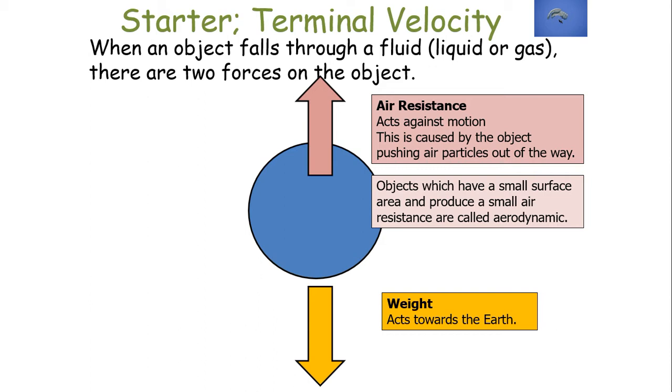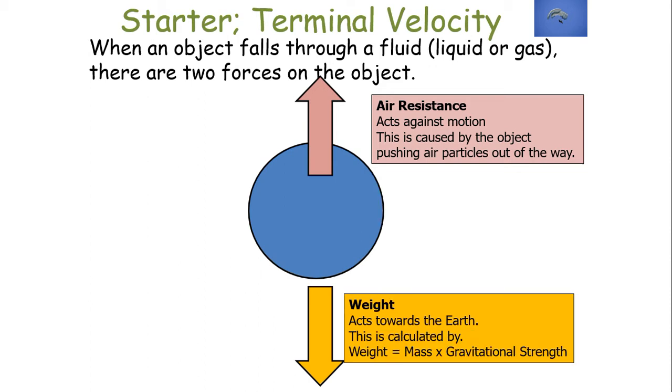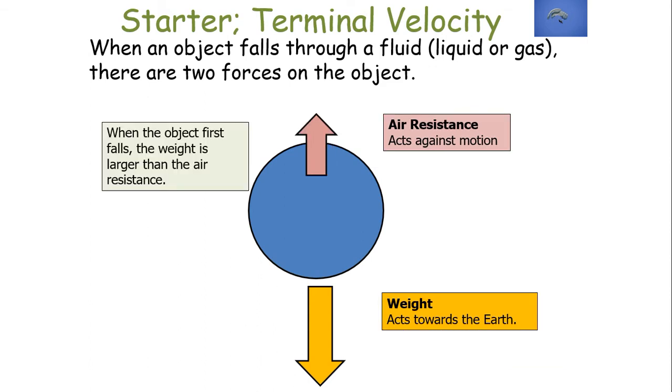Objects which have a small surface area produce a small air resistance, and we call them aerodynamic objects because they don't push out many air particles when they fall, because of their surface area and their shape. Weight always acts towards the center of the Earth and is calculated with the equation weight equals mass times gravitational field strength, which is an equation you're going to have to memorize for your examination.